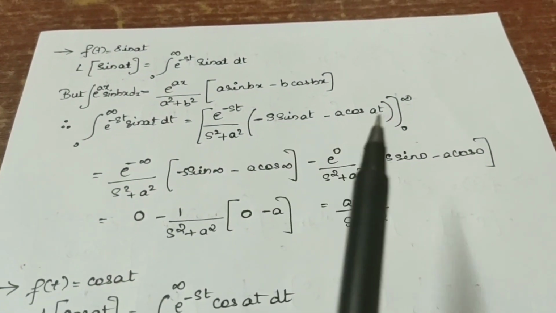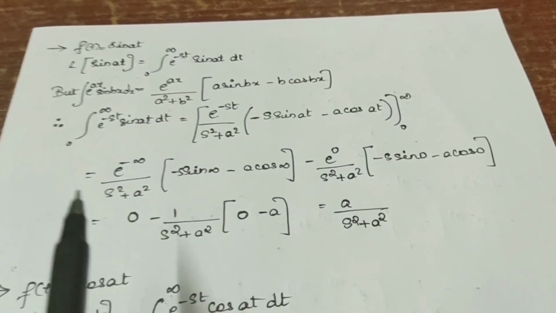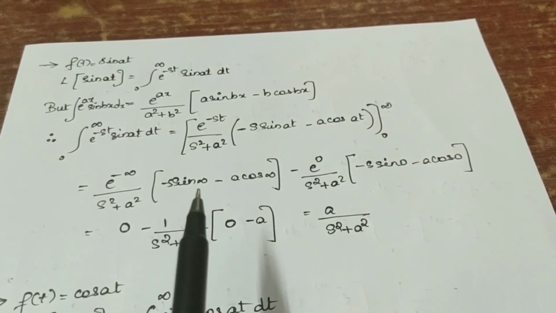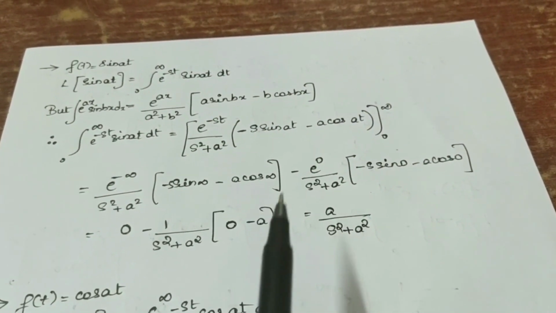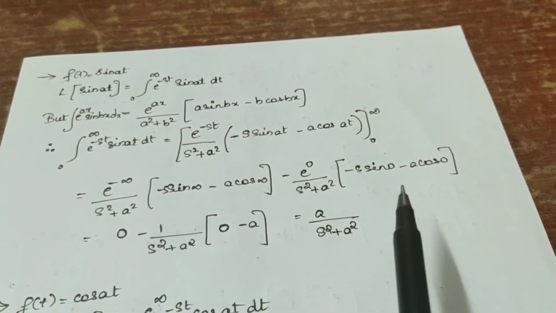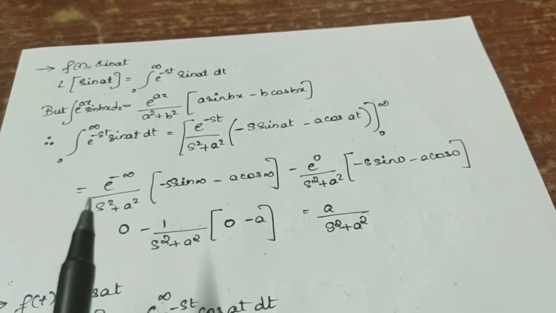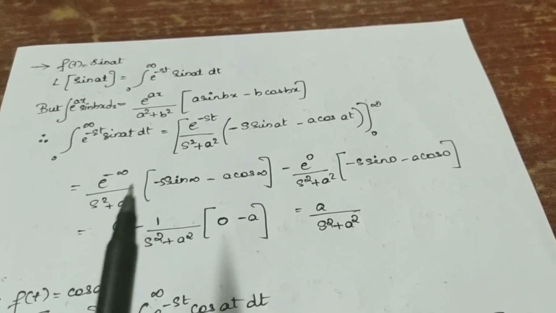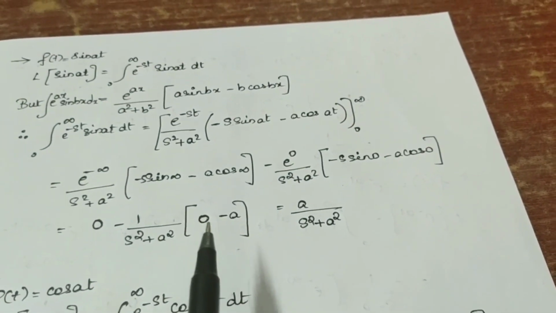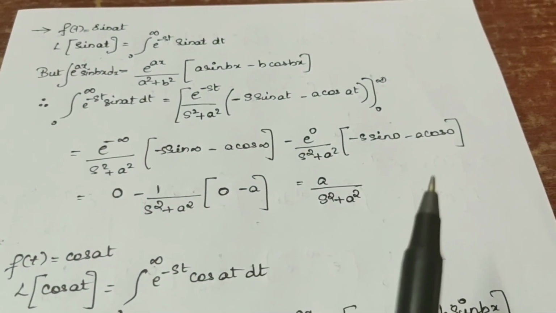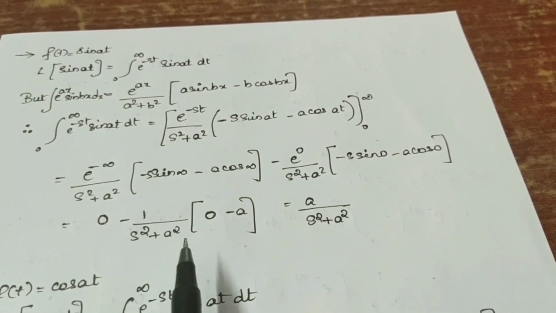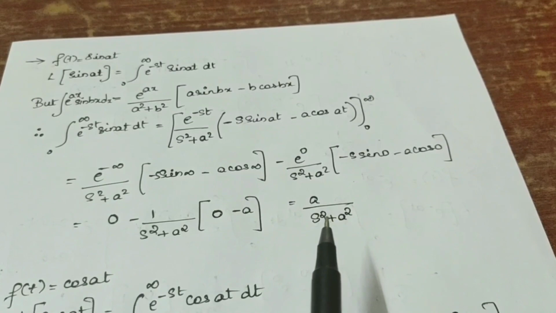So first, when we apply infinity, this term becomes e raised to minus infinity by s square plus a square into minus s sine infinity minus a cos infinity, minus e raised to 0 by s square plus a square into minus s sine 0 minus a cos 0. We all know e raised to minus infinity is 0. So this whole term becomes 0 minus, e raised to 0 is 1. So 1 by s square plus a square into, sine 0 is 0 and cos 0 is 1, so minus a into 1 becomes minus a. So minus 1 by s square plus a square into minus a equals a by s square plus a square.